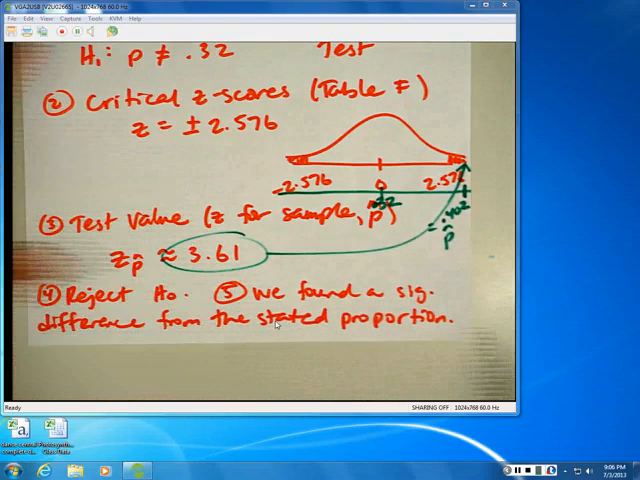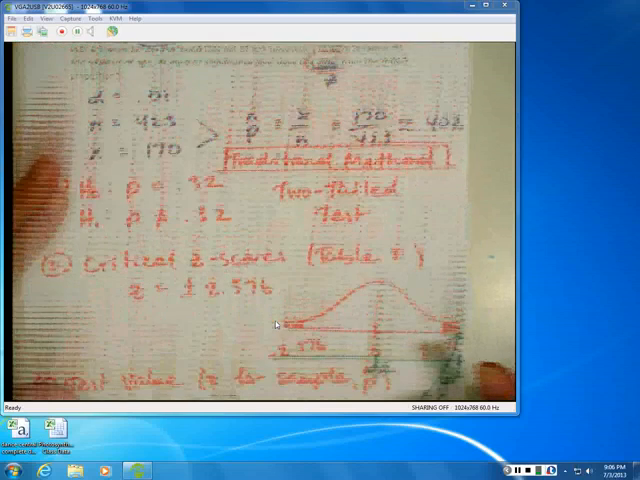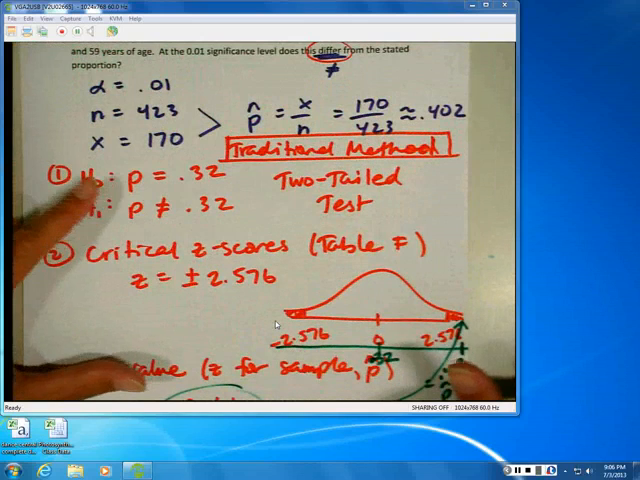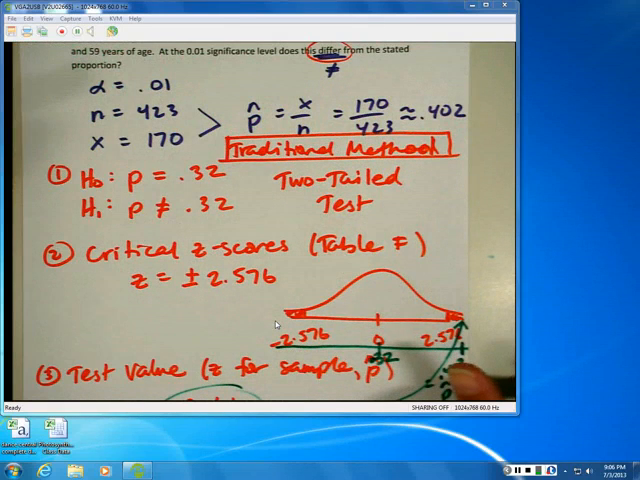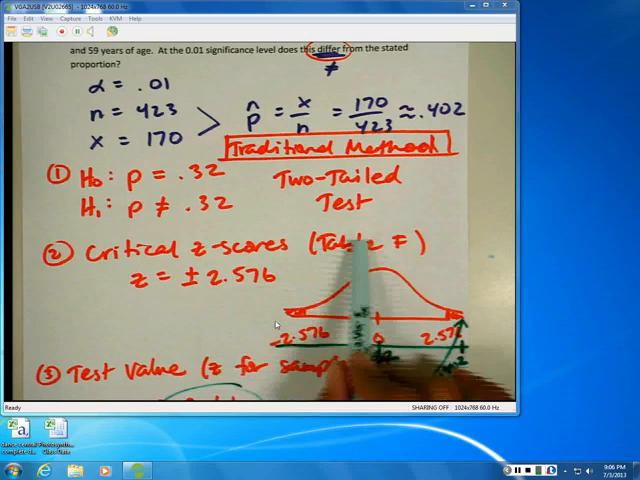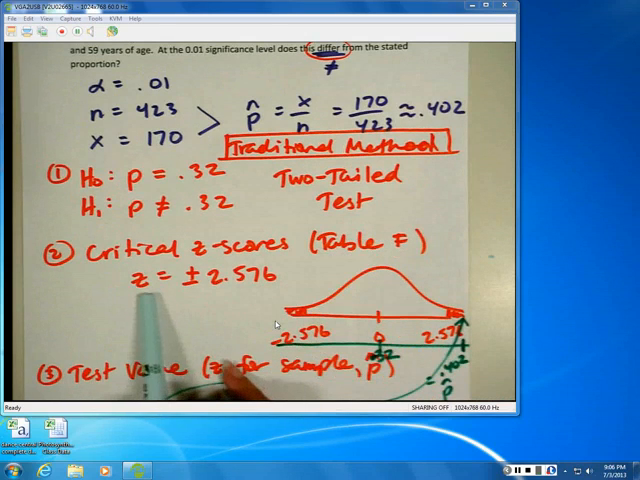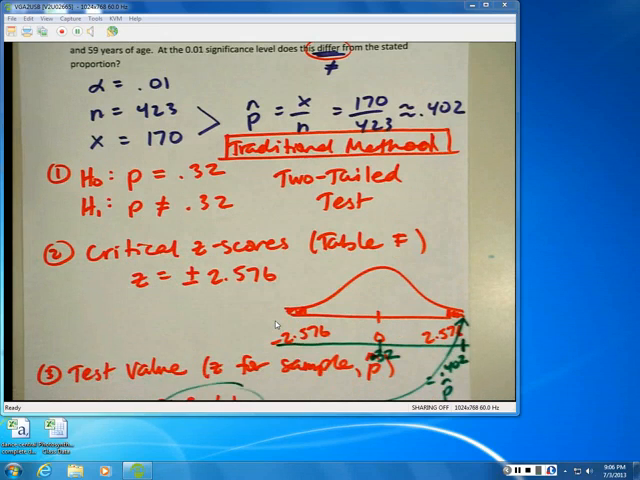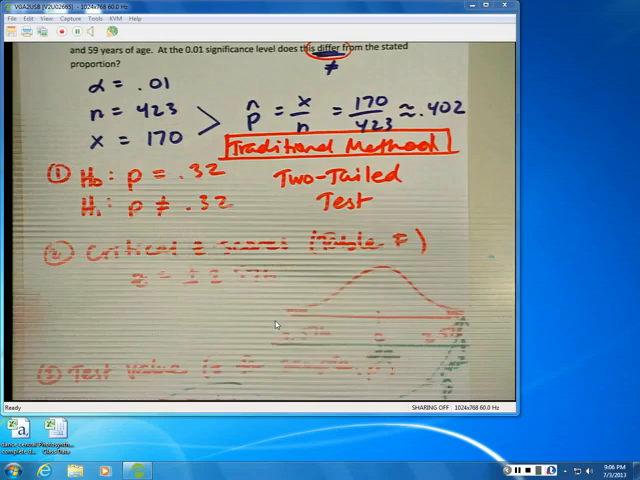So see what I mean by switching gears? Here's a different kind of test. We tested proportions or percentages instead of means, but the skeleton was exactly the same. We had our same 5 steps. We used the calculator to come up with our test value, table F to come up with the critical values, and then we stated our hypotheses to begin with. Very, very similar. I'm going to go ahead and redo just part of this with the p-value method.